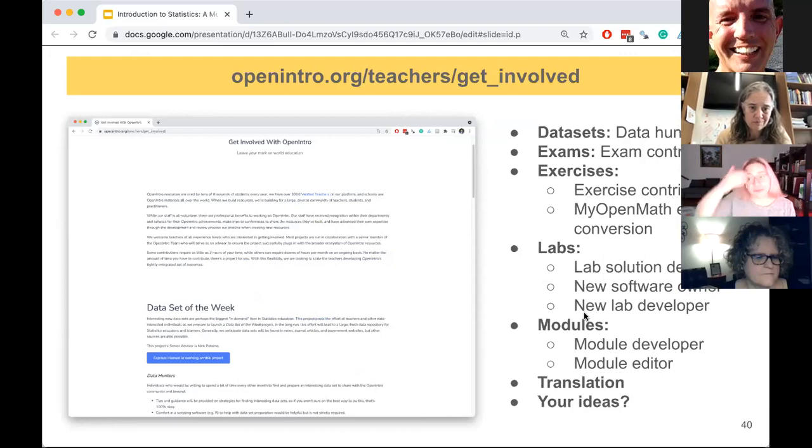Another question that I tend to get a lot, which is great, is, well, this all sounds great. Is there a way to get involved? So we've also put together a Get Involved page for teachers, although this could be something you share with your students as well. If you are interested in dabbling in open source development and particularly want to do it in a way where maybe you work with somebody who has done this before and who can provide some mentorship as to how to contribute, we've tried to think of a variety of ways that you can contribute: finding data sets, donating exams, writing exercises, or converting them to My Open Math, writing labs or modules, translation to other languages. We have a few of our textbooks translated so far, or maybe you have your own ideas. So don't hesitate to reach out at this webpage and let us know what you're thinking.